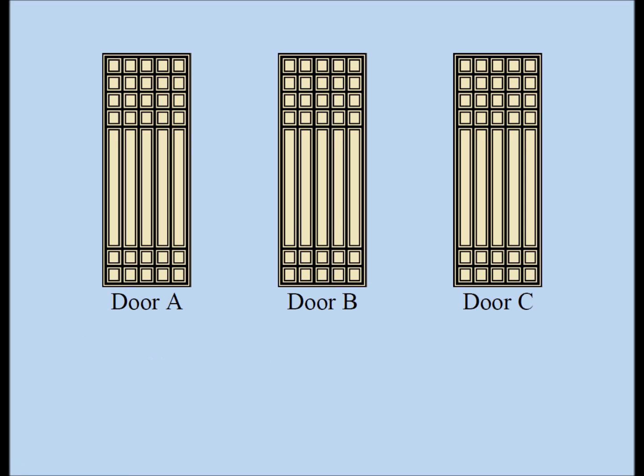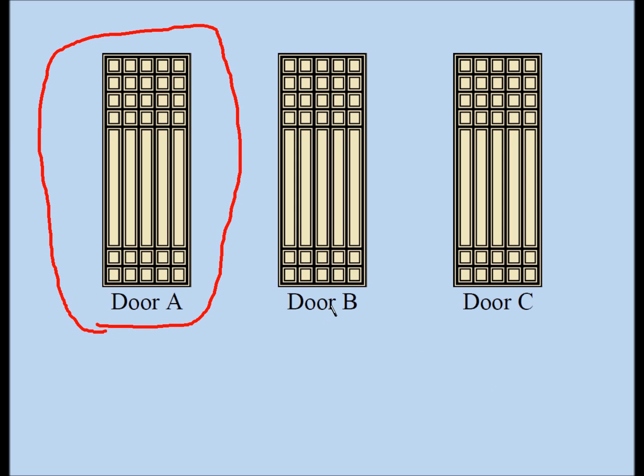So once you choose a door, let's say you chose this one, the game show host opens one of the doors that has nothing behind it. Let's say he opens door C, which is empty. I'm going to write E.